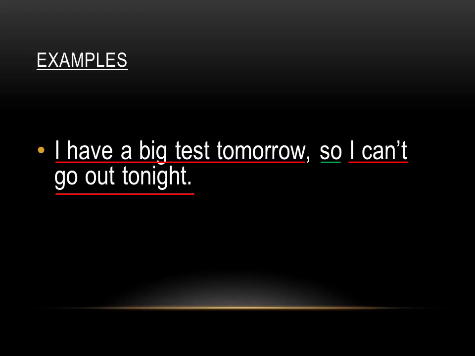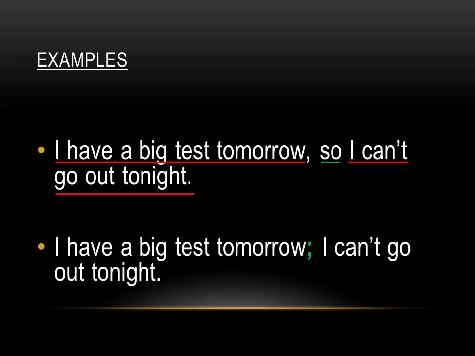So here you have 2 complete thoughts and they're linked, and notice that one further explains the other. So why can't you go out tonight? Because you have a big test tomorrow. You have a big test tomorrow, so you can't go out tonight. So the 2 are linked, and one helps explain the other. In this case, there's actually a conjunction there. So let's say we wanted to get rid of that conjunction and use a semicolon. We would have a sentence that looked like this: I have a big test tomorrow; I can't go out tonight. So notice that the semicolon replaced the conjunction, and it's the punctuation that joins the 2 independent clauses.